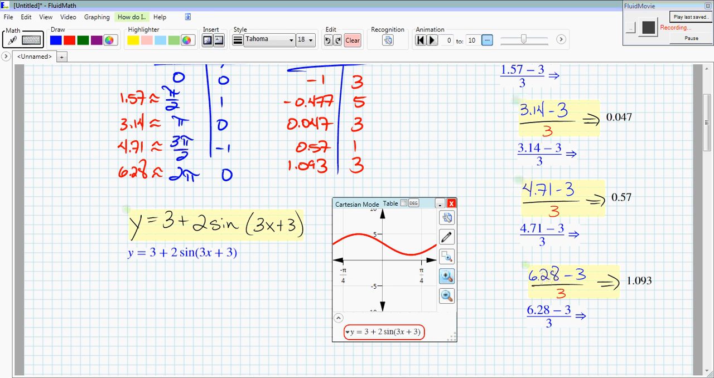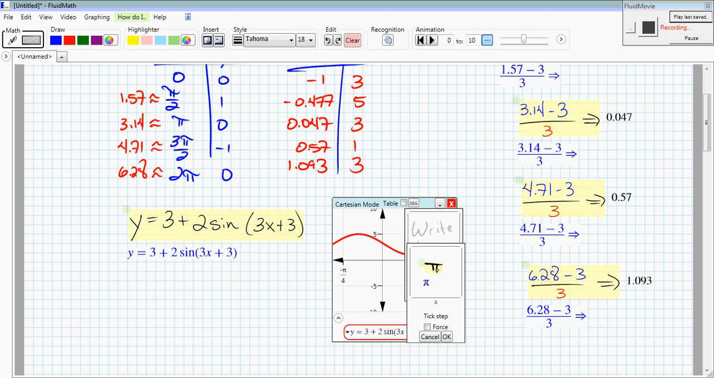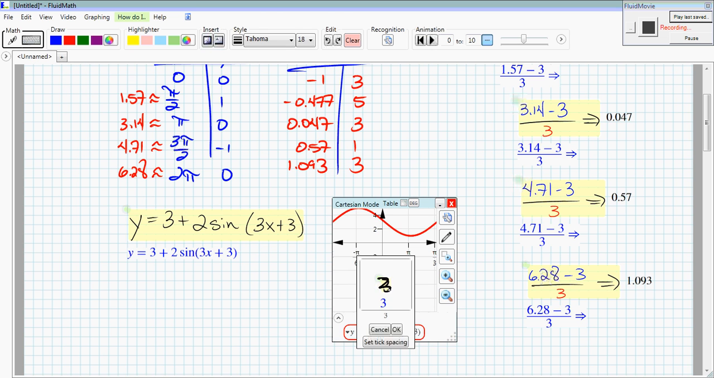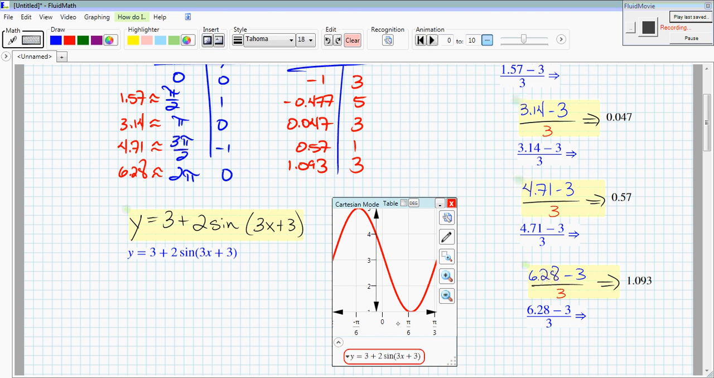And what we want to do is count by pi over 6. So let's see if we can change that tick spacing. Pi over 6. Oh, it didn't read right. Try to force that. Okay, those values are approximate. For the y, we're going to go up to 5. Okay. And we're going to go down, not to 3, down to 1. And if you take a look here, we do have one full cycle.